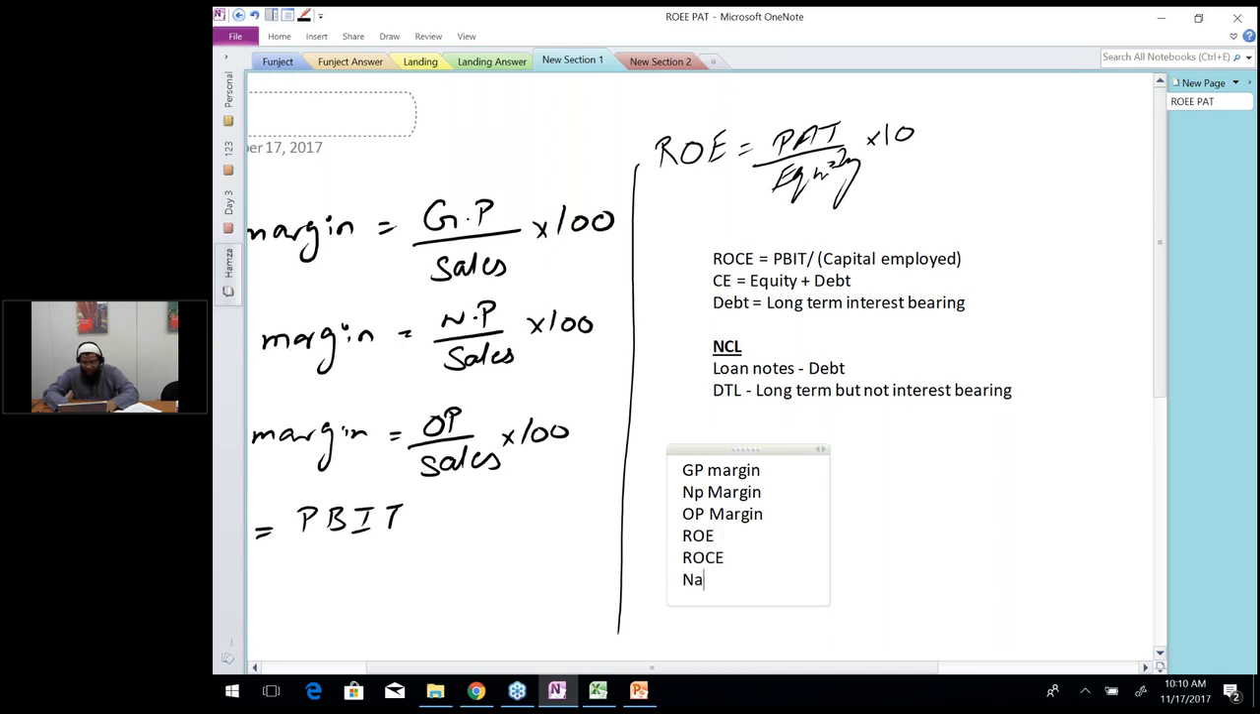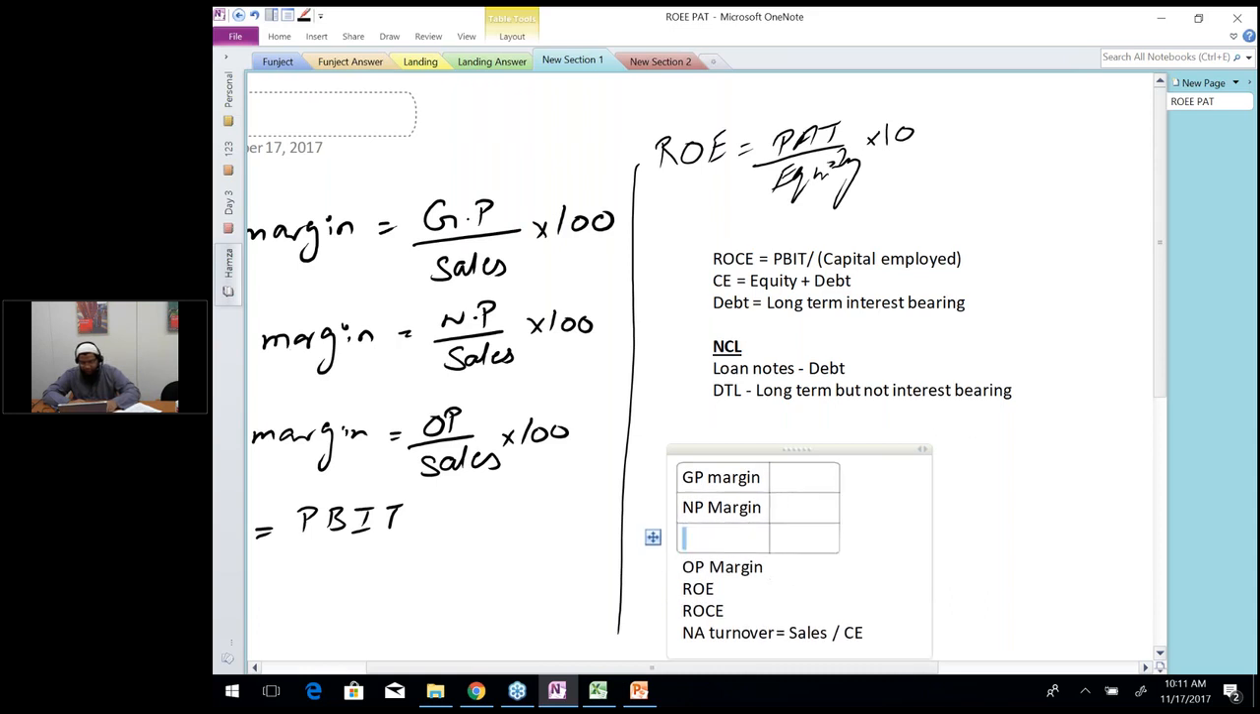ROCE, and then you should be aware of the net asset turnover. Now, what is net asset turnover? Sales divided by the capital employed. Net asset turnover is sales divided by the capital employed. Now there is one more important thing that you have to remember. For example, if we have two companies, I'm giving you an example.